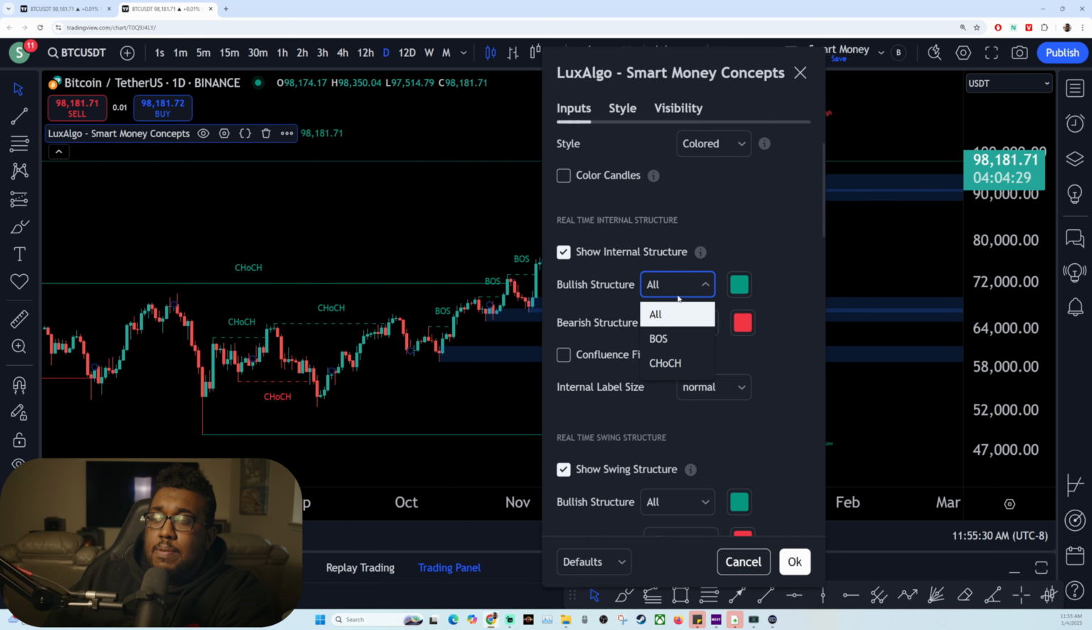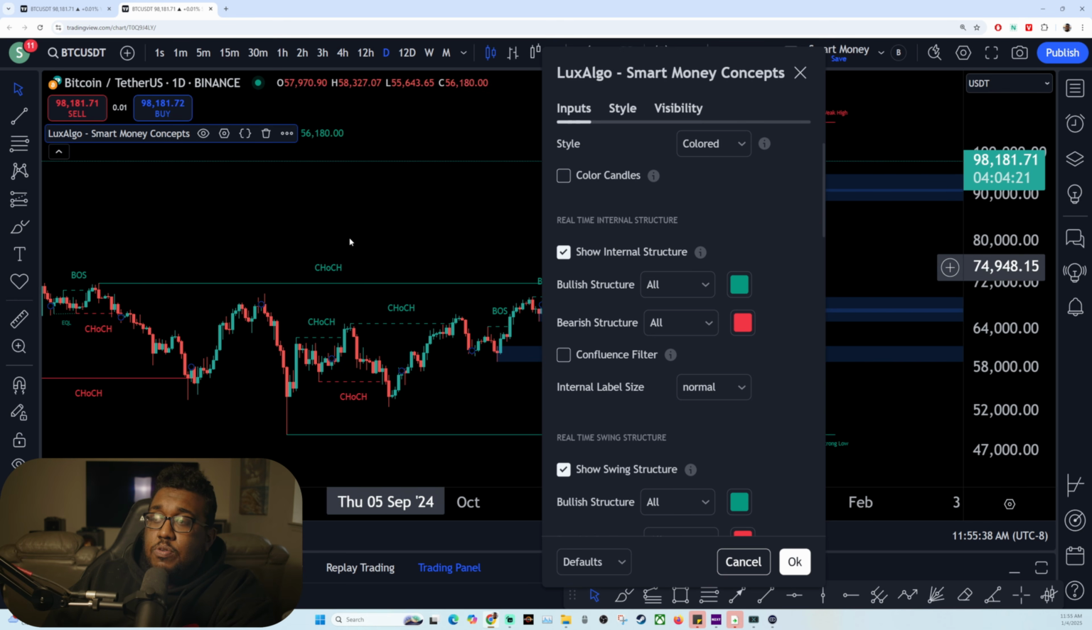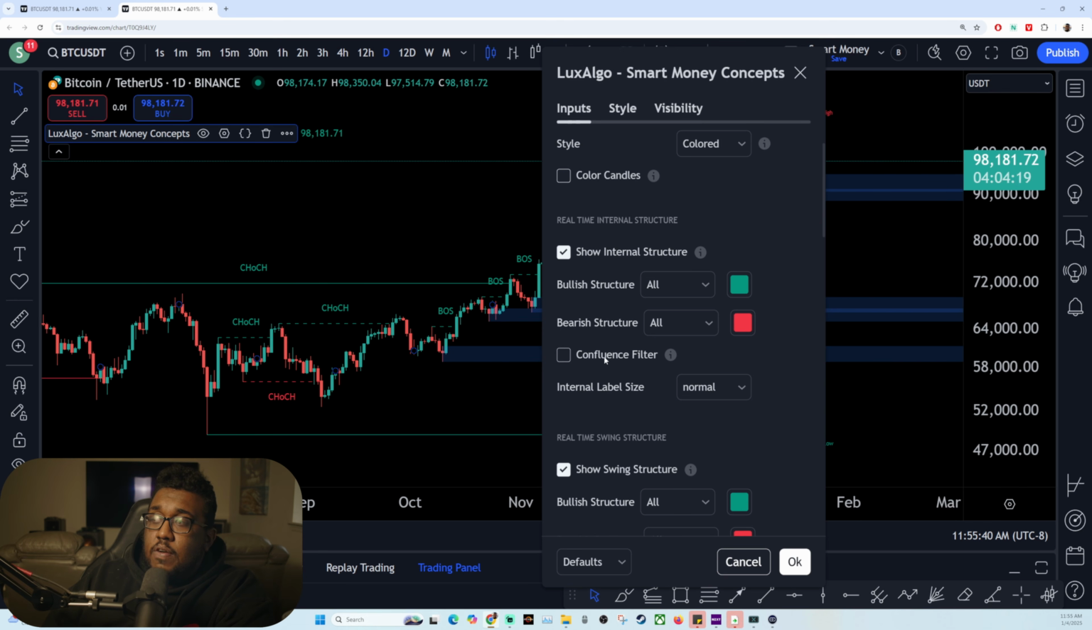Sometimes if you guys become more advanced, you guys will be able to see all of this in your head. But until you become that advanced, I just recommend keeping this set on all. If you feel like it's too cluttered, you guys can always turn on the confluence filter right here.